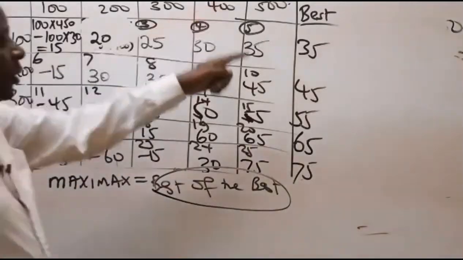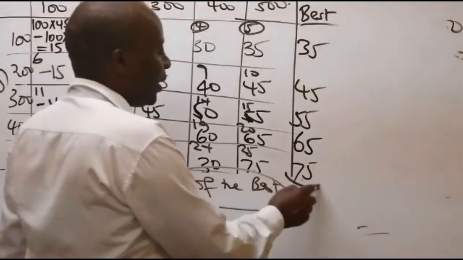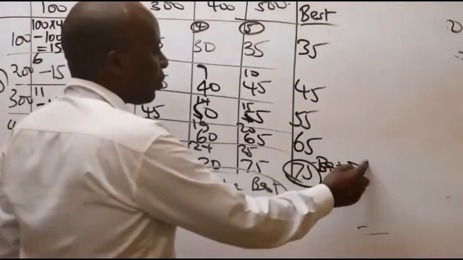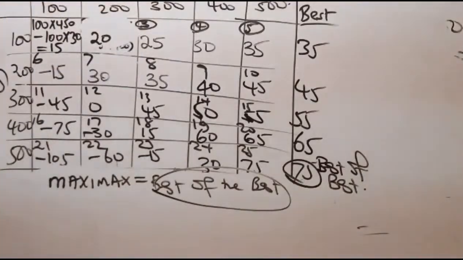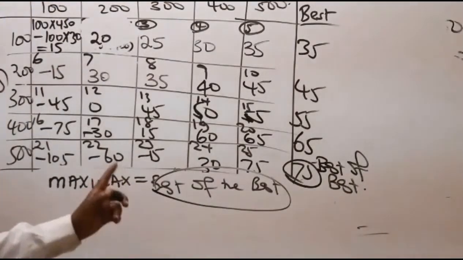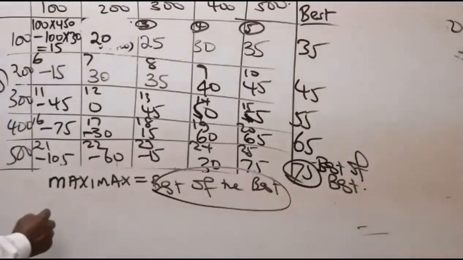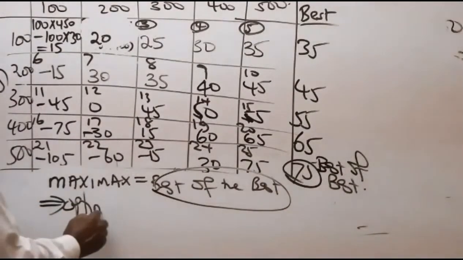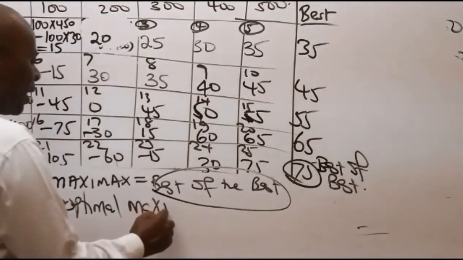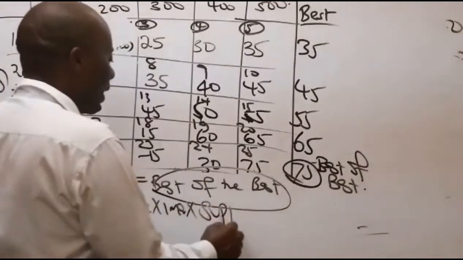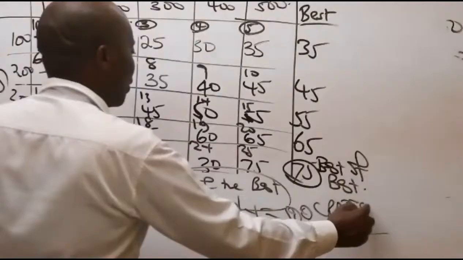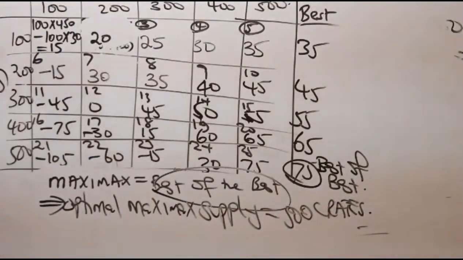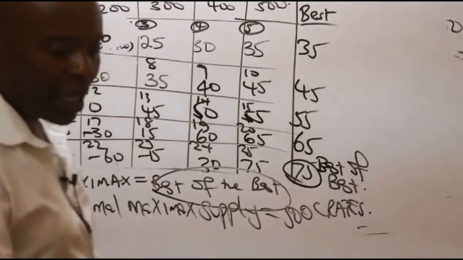So amongst all these, which one is the best of the best? It is this 75. This is what we call best of the best. And if that is the case, then we are advising these people to supply the optimal maxi-maxi supply, which equals 500 crates. That is maxi-maxi. And then, ladies and gentlemen, we have the last one here.